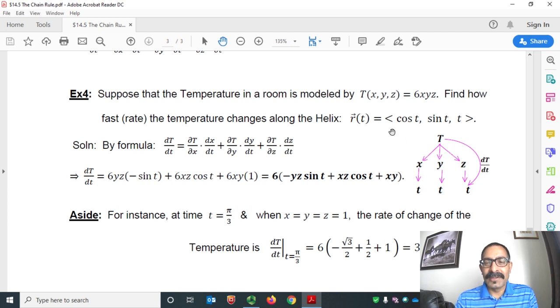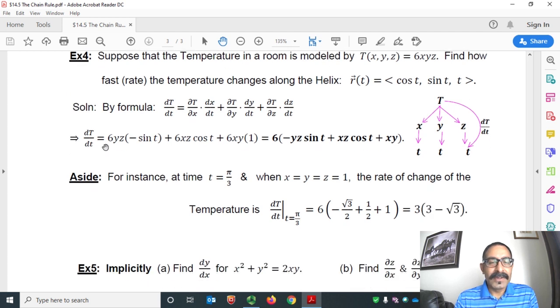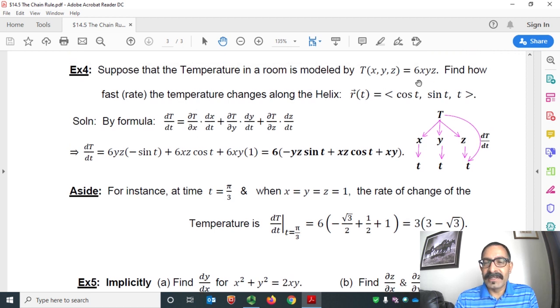Let's draw the tree diagram here. Here is our temperature function. Capital T is dependent on x, y, z, and x, y, z depend on little t. So we can find the regular derivative of capital T with respect to little t. Then here is the formula. Then the next step: dT over dt equals the partial derivative of T with respect to x, which is 6yz, times the regular derivative of x with respect to t. Here x is cosine t, so the derivative of cosine t turns out to be negative sine t.